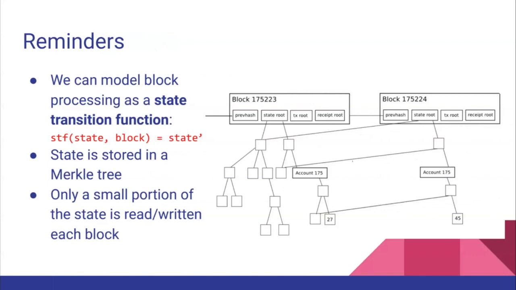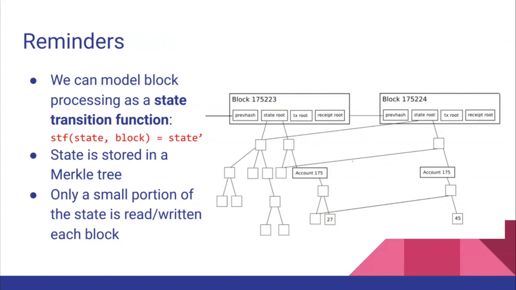Just as a recap, and I'm sure this is familiar to Ethereum people and blockchain people generally, we can model processing blocks as what we call a state transition function. The state is all of the accounts, all of the account balances, all the smart contract storage, and the state in Ethereum is stored in a Merkle tree, where the root of the Merkle tree gets committed to in every block header, and every block only reads and writes to a small portion of the state, right?